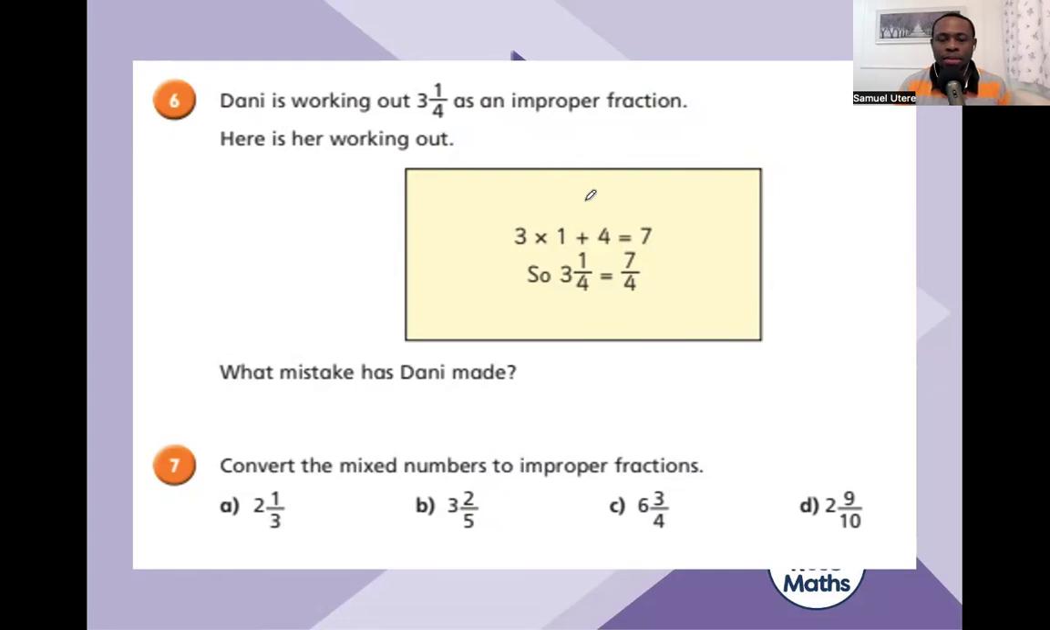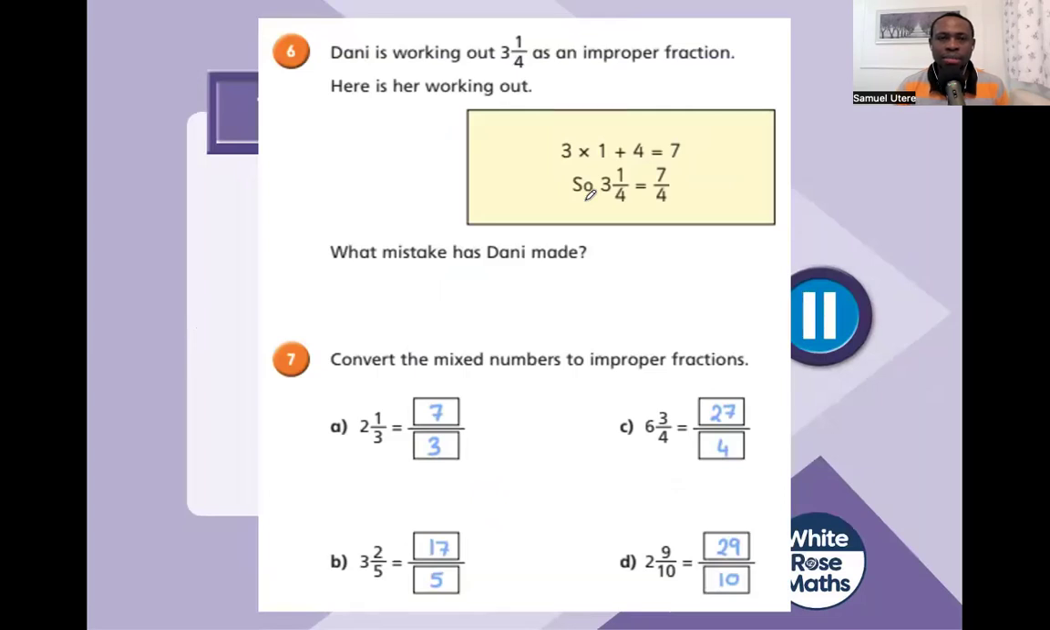Assuming you've paused the video and you've answered questions 6 and 7, here are the answers. Let's discuss them. So Dan is working out 3 and 1/4 as an improper fraction. Here is our working out. What mistake has Danny made? Danny simply could have done what we always do. Just simply multiply 3 by 4 to give you 12. 12 add 1 will be 13. So the answer should be 13 over 4 as an improper fraction.